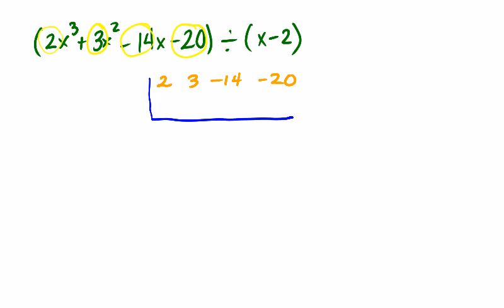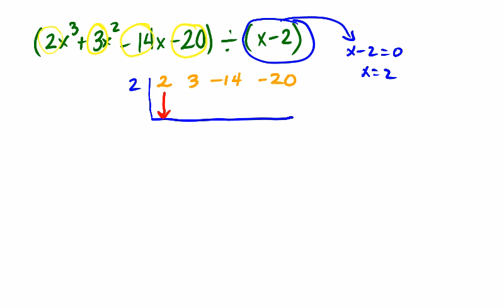Then on the outside, you want to take the value that comes from here, and the way you figure that out is ask yourself, when would x minus 2 equal 0? Well, the answer would be x equals 2. That number goes out front. After that, the process is pretty straightforward. You bring the first number down always, so that would be 2. Then you multiply the outside number by it. So 2 times 2 is 4. And then on the inside, you add down. So 3 plus 4 adds to 7.